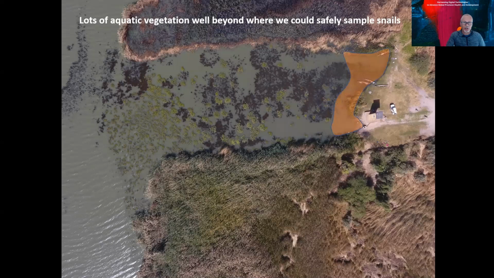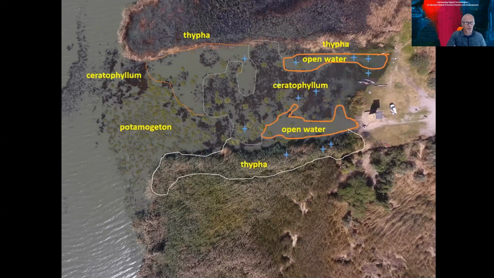And specifically, we realized that the area that we could safely sample by stepping in water up to 1 meter, 1.5 meters at most, was just the marginal areas of this large distribution of floating vegetation. And this vegetation could be easily identified from our high definition sub-centimeter drone imagery, and classified into different habitats of different quality for the snail.